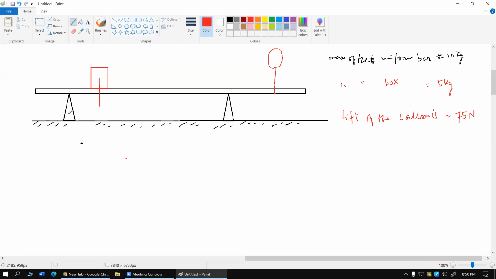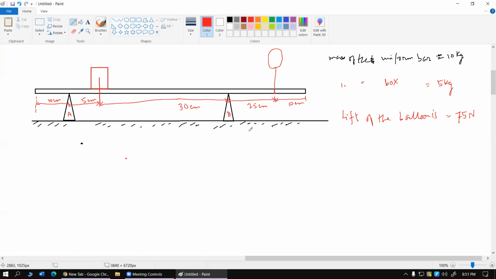And the question has also given us that this support point is named A, this support point is named B. And they have also given us the dimensions of this whole thing. So let's say this part is 10 centimeter. This part is 5 centimeter. This part is 30 centimeter. This part is 25 centimeter. And this part is, let's say, 10 centimeter again. So all these lengths are given to us.